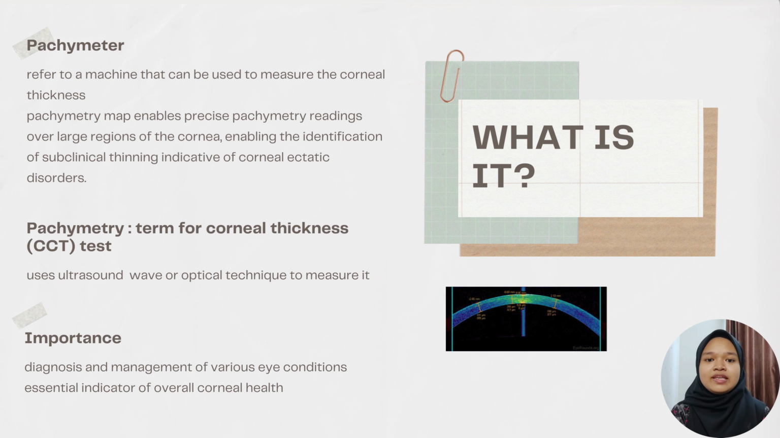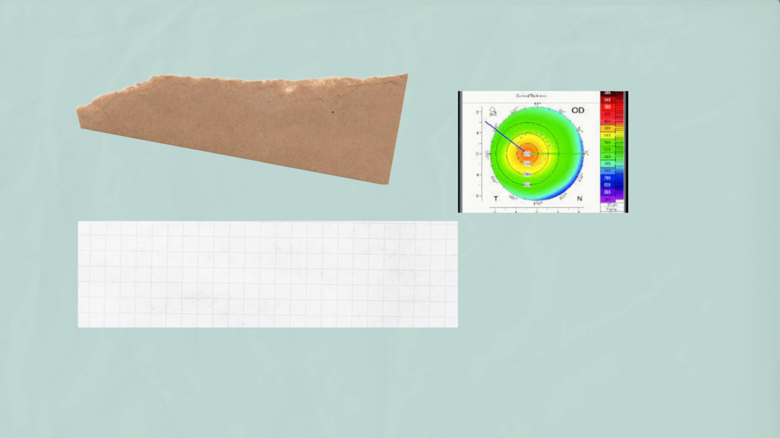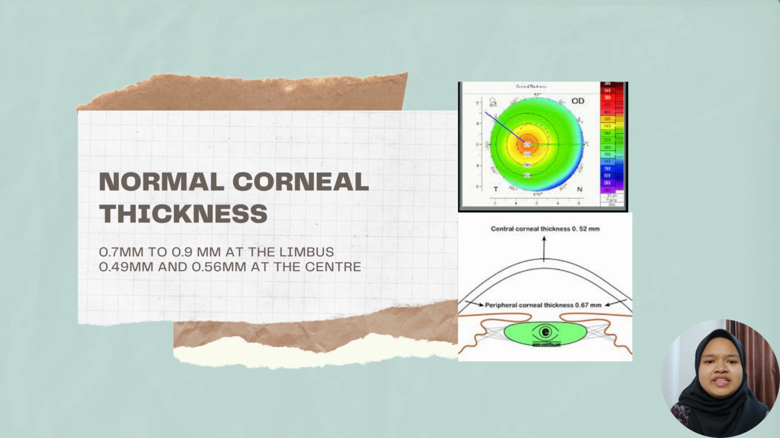Ultrasound or optical techniques are used to measure the corneal thickness. This test is important as it helps in diagnosis and management of various eye conditions. Other than that, this test is also an essential indicator of overall corneal health. It is useful both as a clinical and research tool and is used especially to assess corneal thickness before and after refractive surgery. The normal corneal thickness in humans is between 0.7 mm to 0.9 mm at the limbus, while in the center of the cornea, the thickness is between 0.49 and 0.56 mm.